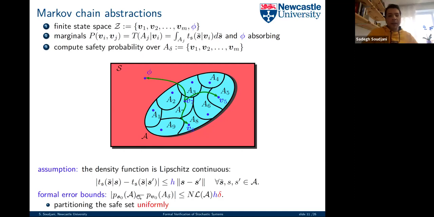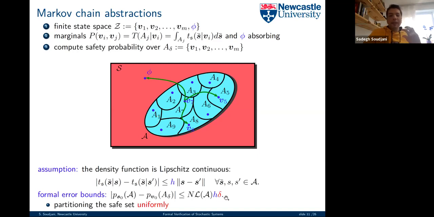we can have formal errors for the abstraction. So this is the solution of the safety over the original model, and this is the solution of the safety over the abstract model, and the error is bounded by this term. It is bounded by the horizon of the specification, and by the size of the safe set here. A bigger safe set means bigger error. It is also proportional to the Lipschitz constant, and this delta is the diameter of the partition, and this is exactly what we can control. So this delta shows the size of the partition set.